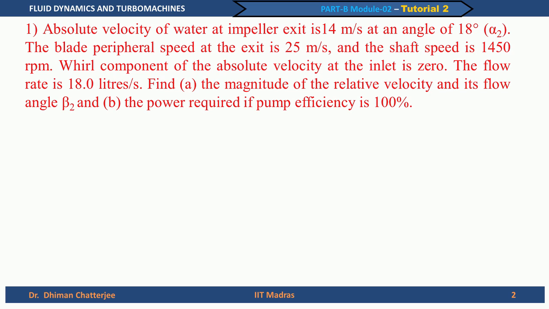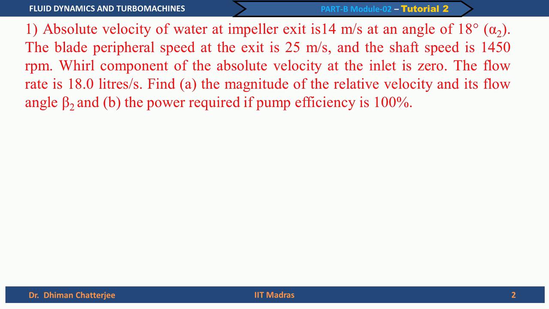The blade peripheral speed or u at the exit is 25 meters per second, shaft speed is 1450 rpm. Whirl component of the absolute velocity at inlet is 0, the flow rate is 18 liters per second. Please take care of the units, you have to be consistent. So, convert this into meter cube per second and find the magnitude of the relative velocity and its flow angle beta 2. Also find out the power required, assuming that the pump efficiency is 100%.